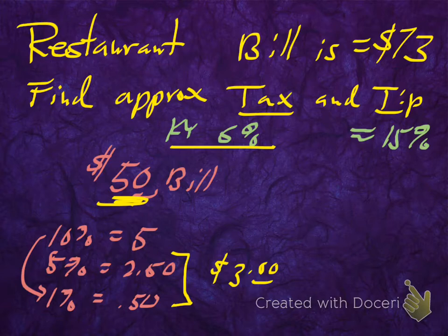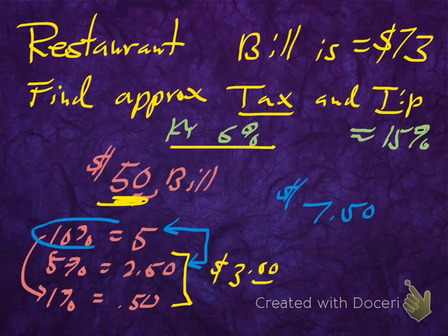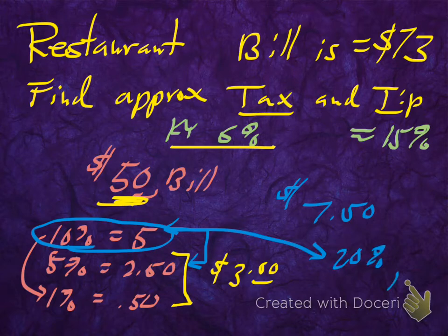Now, for a 15% tip, what we're going to do is take the 10 and the 5 and put those together. So that would be $7.50. Now, let's say the service was really good, and we want to give them a really nice tip. 20%. Then you just take the 10%, and if you want to estimate a 20% tip, just take that 10 and double it, so $10.